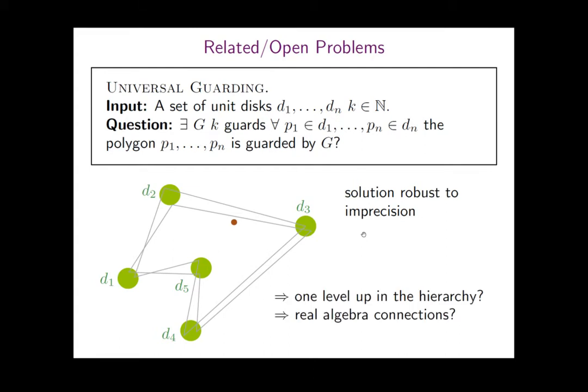And again, dealing with imprecision might lift the complexity of our problem one level higher up in the hierarchy, and it might imply real algebraic connections. But we don't know that. So that would be interesting to look at.